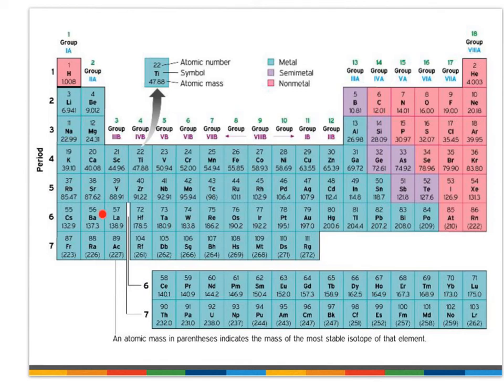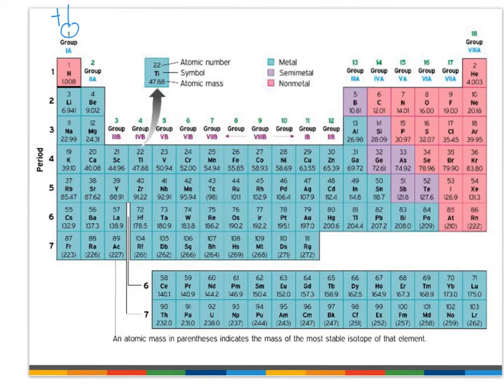Now the columns are called the groups, and each group has the same number of valence electrons. So if we look at group 1A, we say that group 1A has 1 valence electron in its shell, and because it only has 1 valence electron, that means it wants to lose that 1 electron. So its ionic charge in the full column here is going to be +1. That means that this first group is very, very reactive.